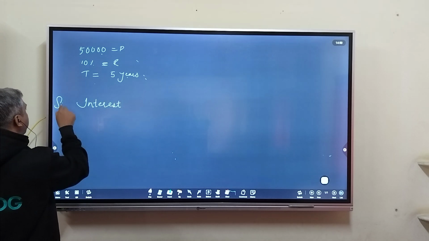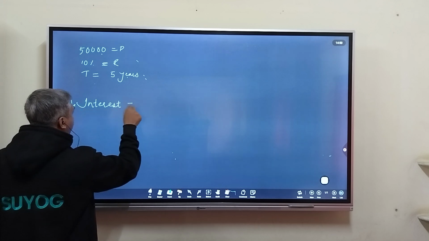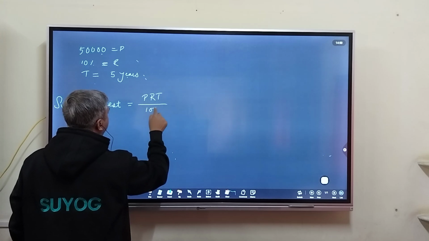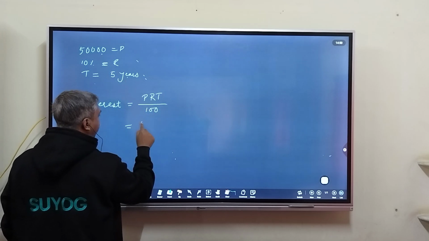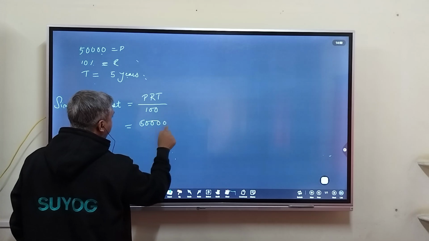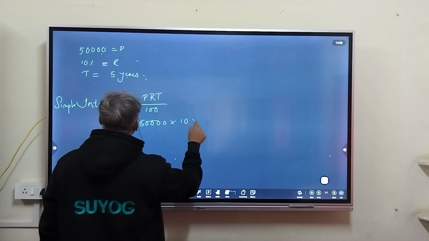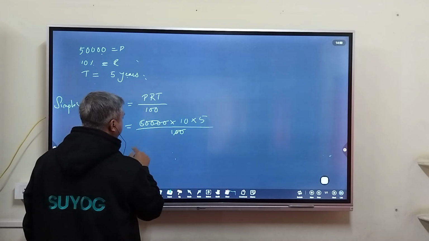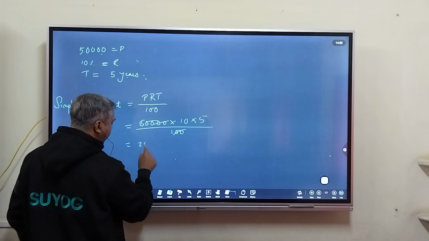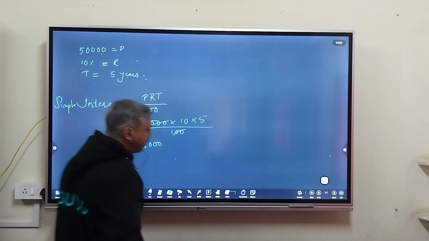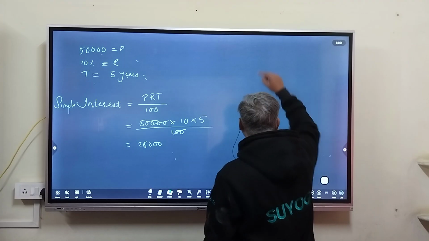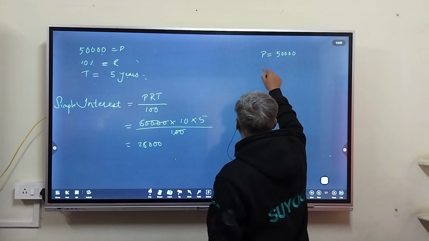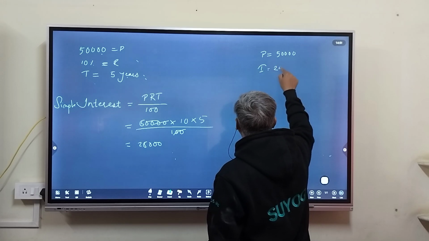Because this is simple interest, we write simple interest is equal to PRT or PTR upon 100. This is equal to principal 50,000 into rate of interest 10 into time 5 years, upon 100. The double zero cancels, so 5,000 into 5 is 25,000. So the principal amount was 50,000 rupees and the interest is 25,000 rupees.